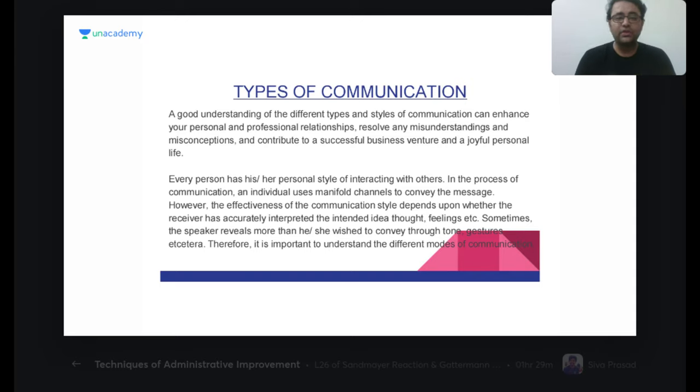In the process of communication, an individual uses manifold channels to convey the message. However, the effectiveness of communication style depends upon whether the receiver has accurately interpreted the intended idea, thought, feelings, etc. Sometimes the speaker reveals more than he or she wishes to convey through gestures, etc. Therefore, it is important to understand the different modes of communication.